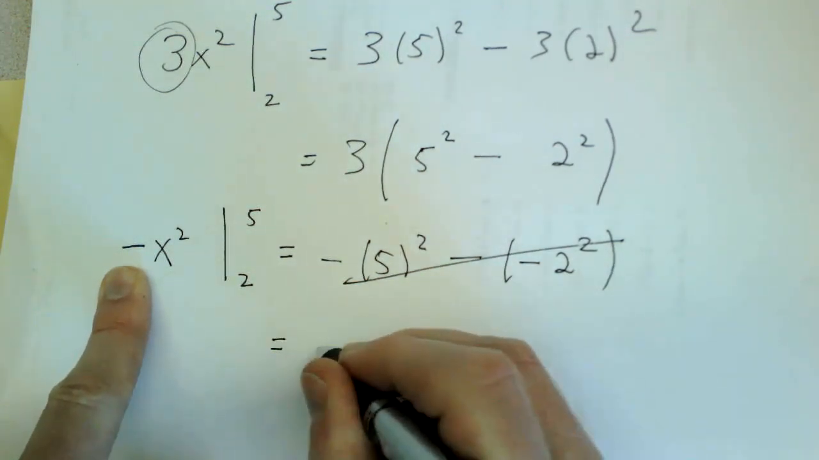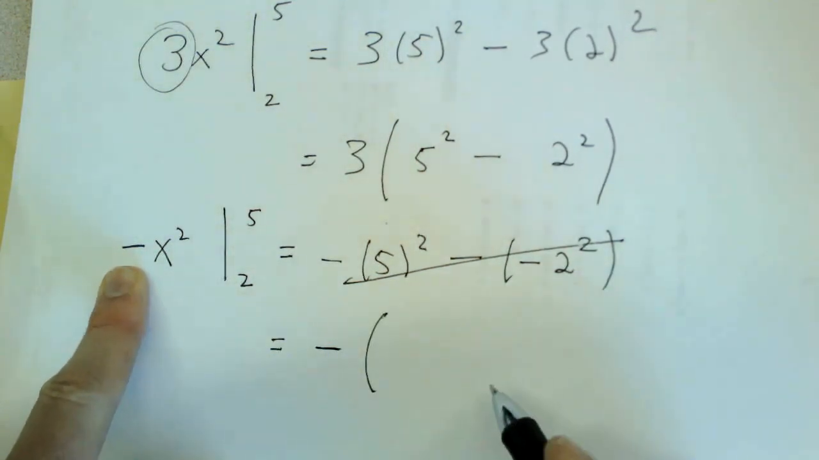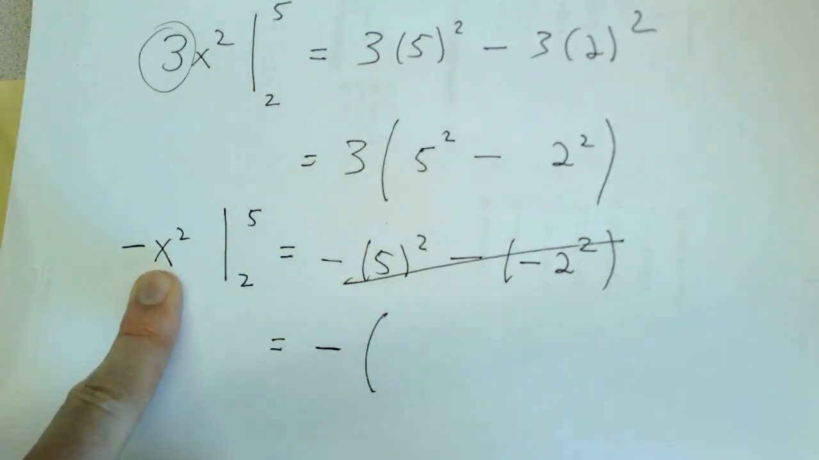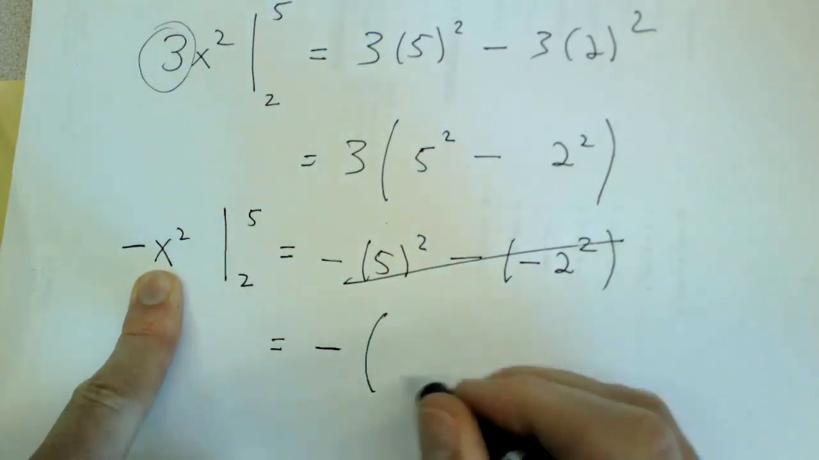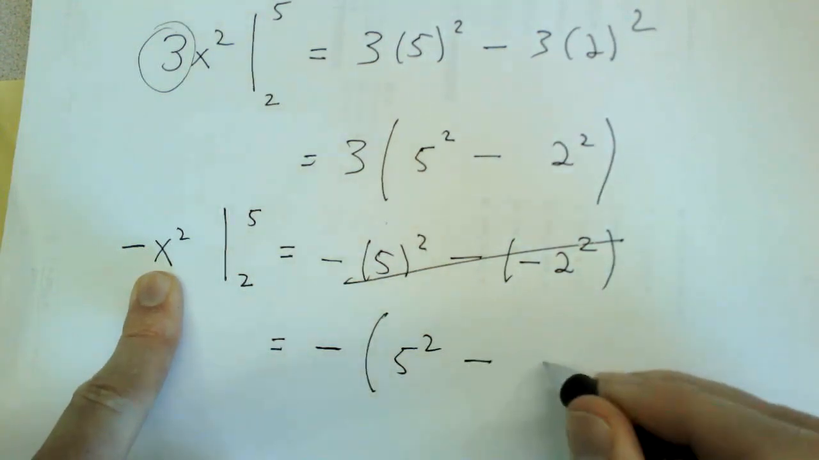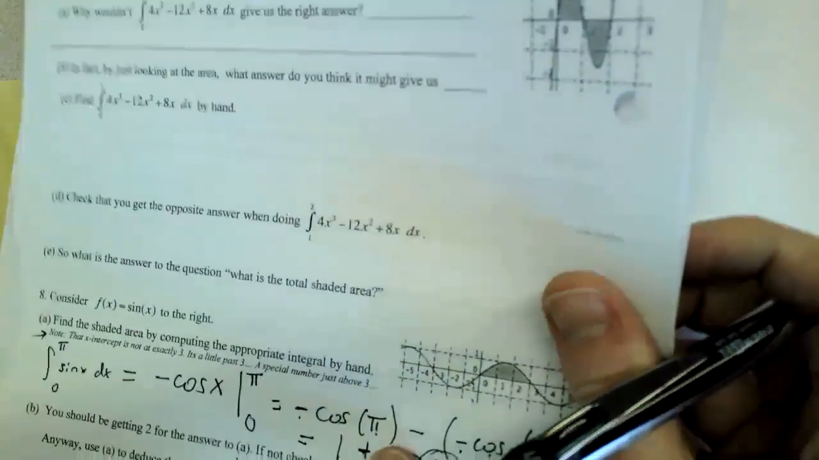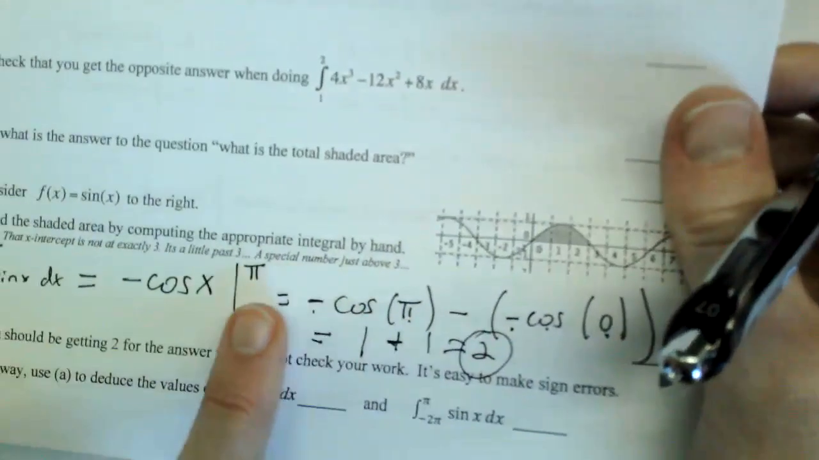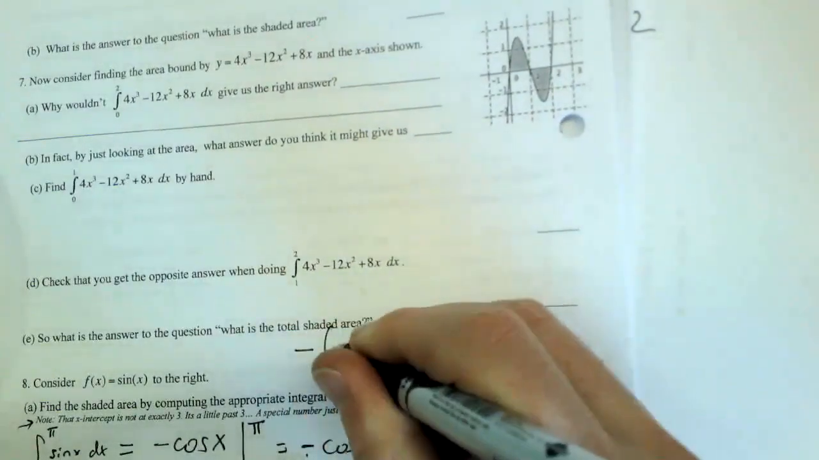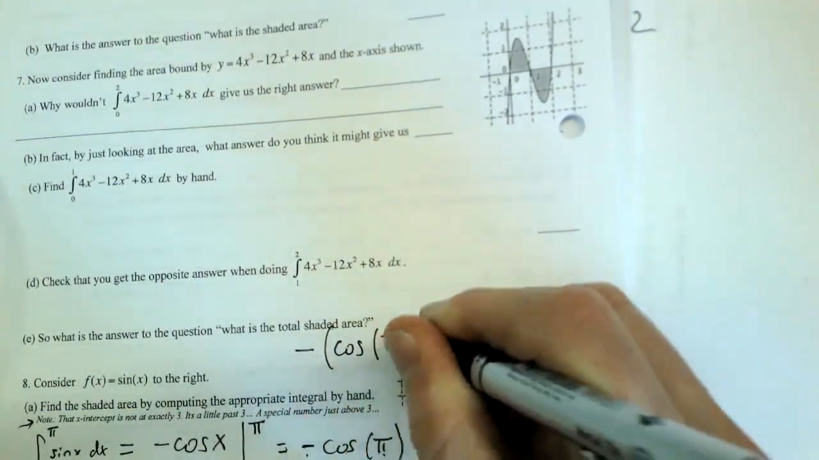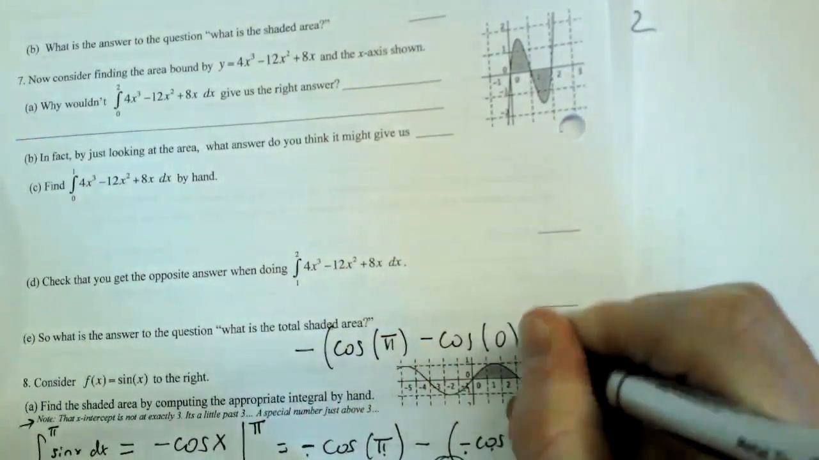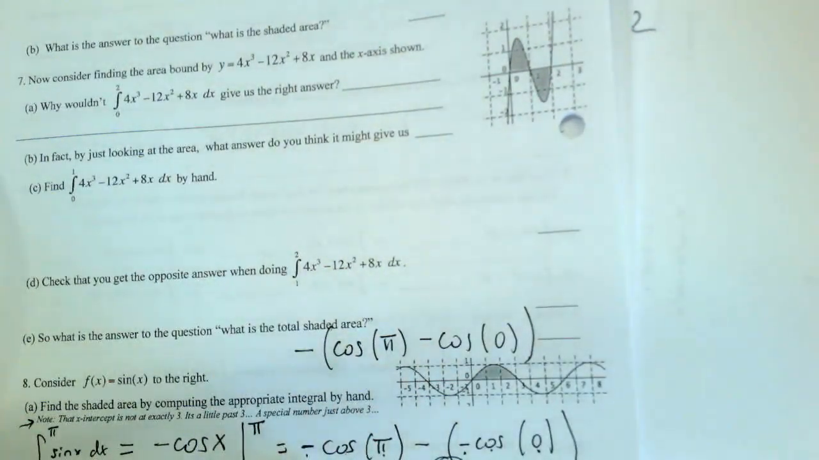I can just say that's going to be the opposite of, and then apply the evaluation just to the variable part. 5 squared minus 2 squared. Do you see that that's much easier to simplify? And so that's how, in this problem here, I had all these minus signs. I really didn't have to. I could have just viewed it as a negative quantity, cosine pi minus cosine 0. And I think that would have been a lot more clear.